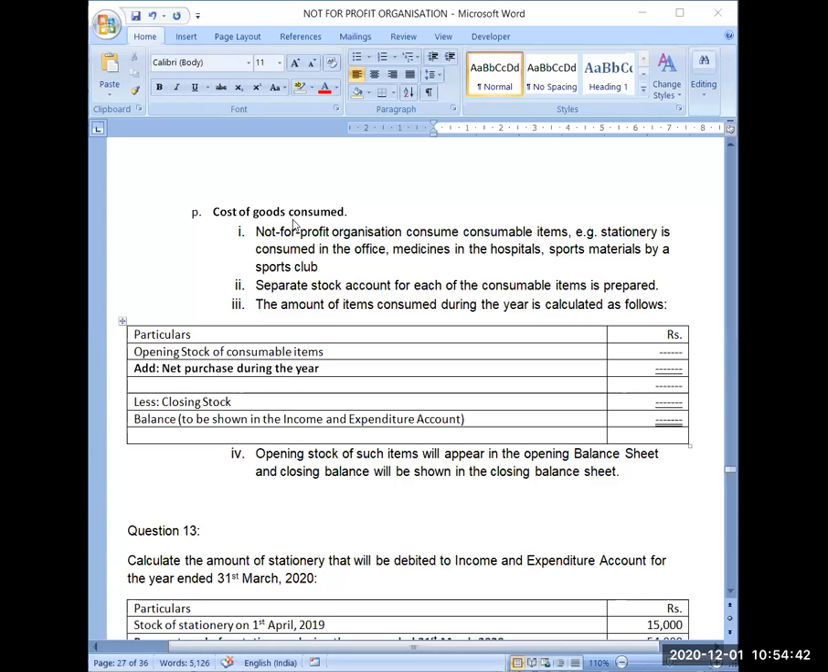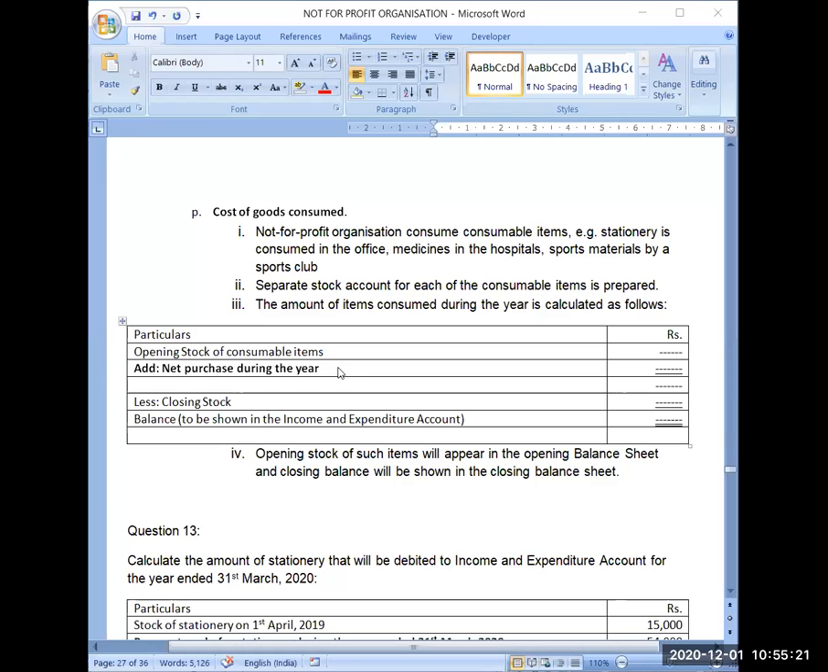So whatever they are consuming in a year, that will also become the cost, and that will also become the expenditure, and that will be written in the debit side of income and expenditure account. So that we have to calculate, and for that purpose we are maintaining separate stock account. Separate stock accounts are maintained for each of the consumable items. The amount of items consumed during the year is calculated as follows.